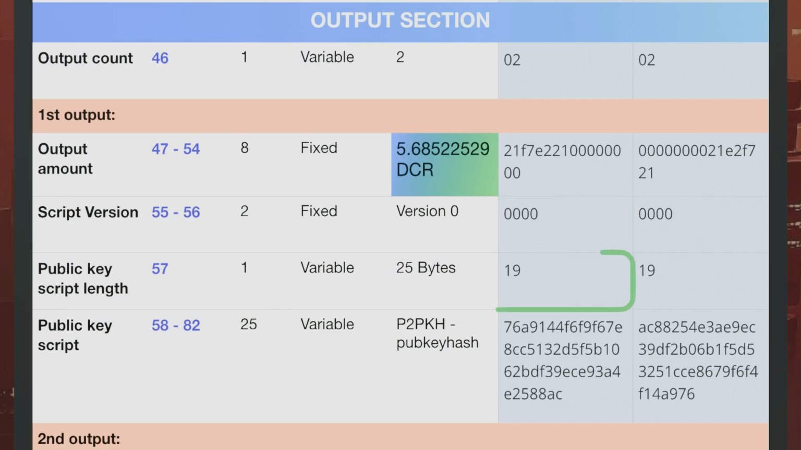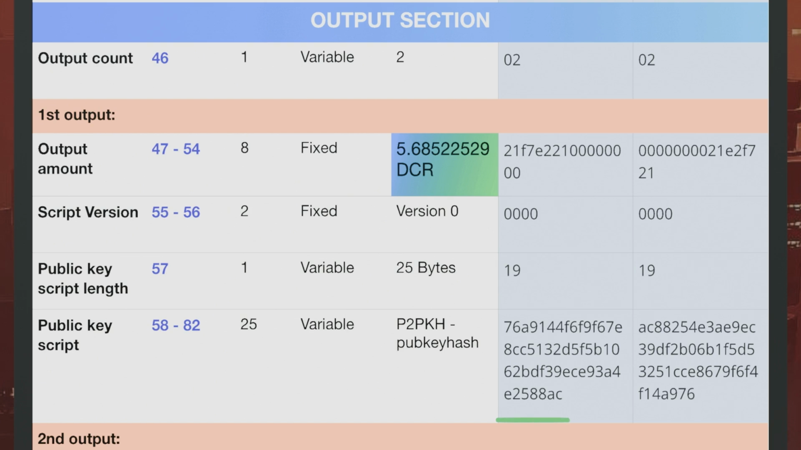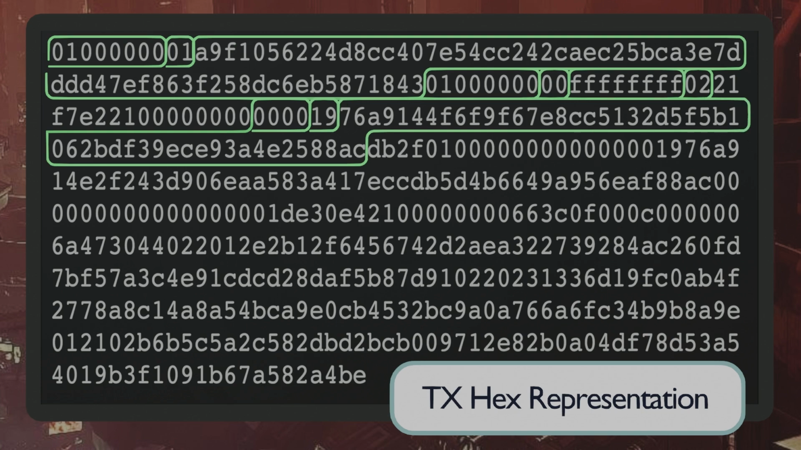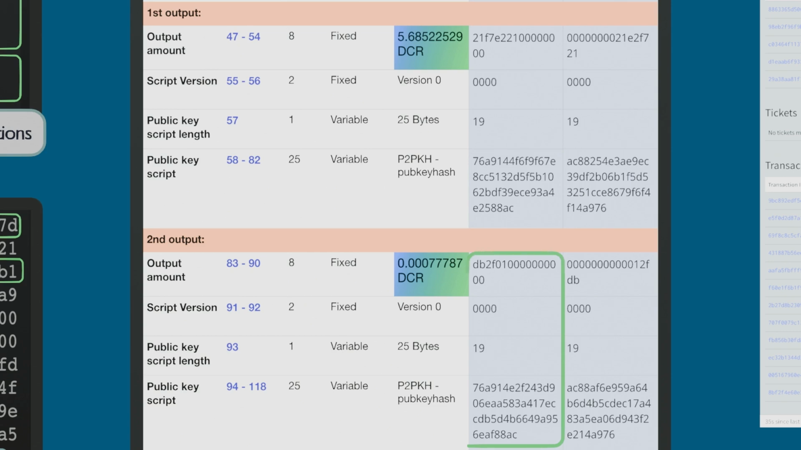Public key script length value of 19, indicating the script in the following field is 25 bytes long. Public key script: P2PKH pub key hash. This is the script that must be satisfied to spend the output. The same structure is repeated for the second output.